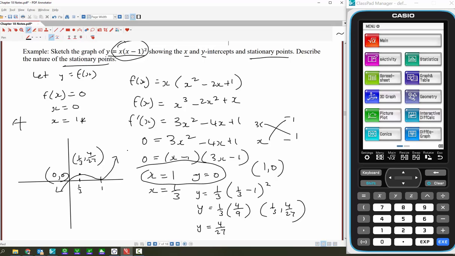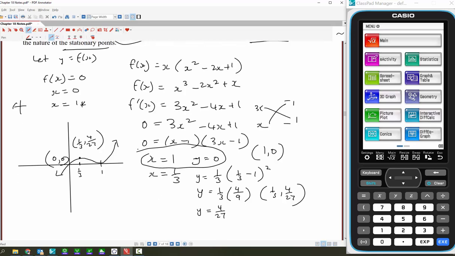Alrighty, so let's have a look now. Our diagram tells us what the nature of the stationary points are. So I know that this (1, 0) stationary point is a local min. I can tell that off the graph, so I can see that. And I know that this stationary point here, which is this one here, is a local max.